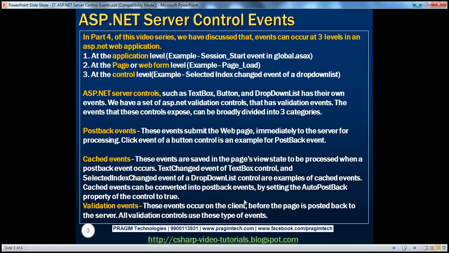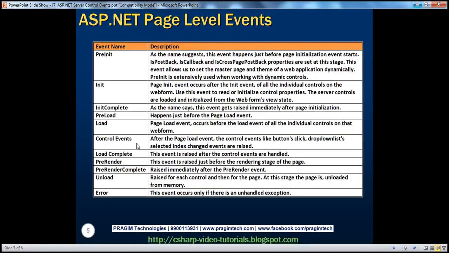So until now we have understood that ASP.NET server controls expose three types of events: postback events, cached events, and validation events. Now in the previous session we have seen events at the web form level, and if you remember, these are the events at the web form level: pre-initialization, init complete, and so on, and we have spoken about them in great detail in the previous session. And if you remember, control events actually happen after the page load event. What are the examples of control events? We have just seen a few of them: click event, text changed event. Those events happen after the page load event and before load complete.